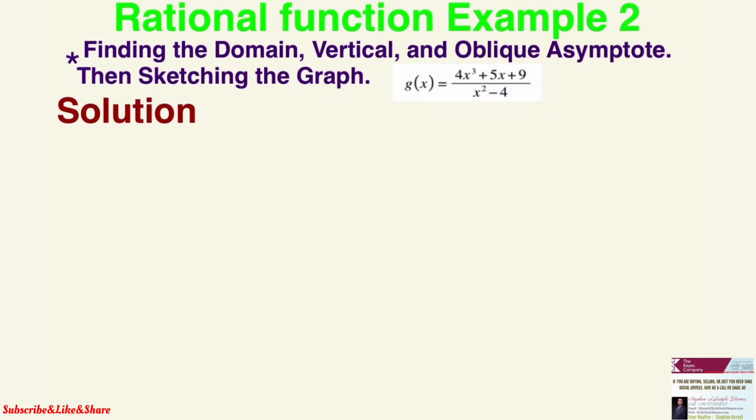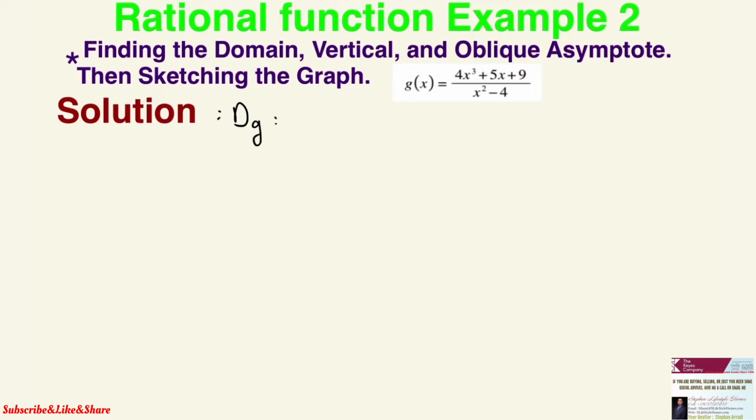First of all, we are going to find the domain, the vertical asymptotes and the oblique asymptote. The first example doesn't have oblique asymptotes, and there are different ways you can find it. So let's find the domain first. What is the domain for this function? We can call it g.